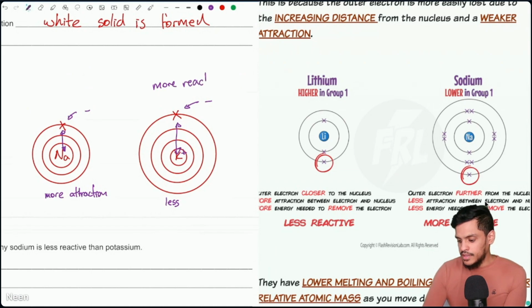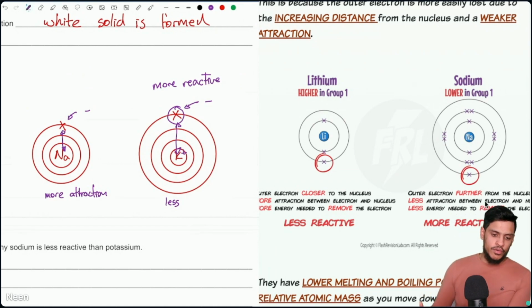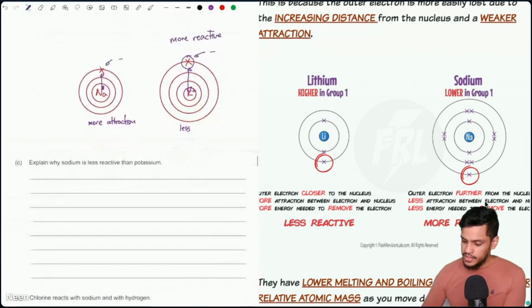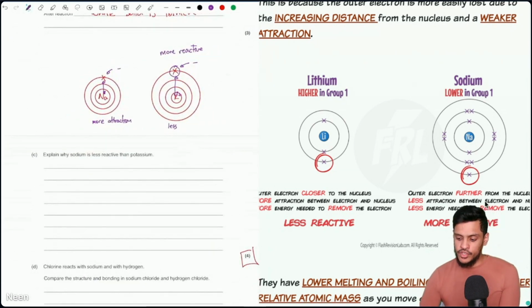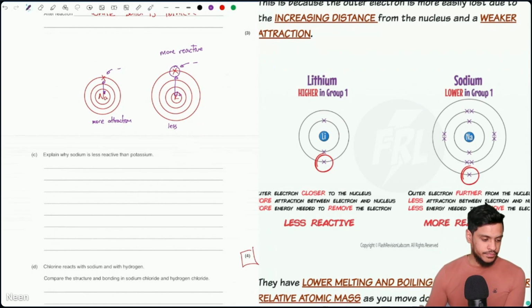because it's much easier to lose this electron. Because there's less attraction, it's much easier to knock that off. So when the group 1 elements react, they lose an electron. And because the outer electron is further from the nucleus, there's less attraction, meaning it's more reactive. Those are all the points that you need to make.